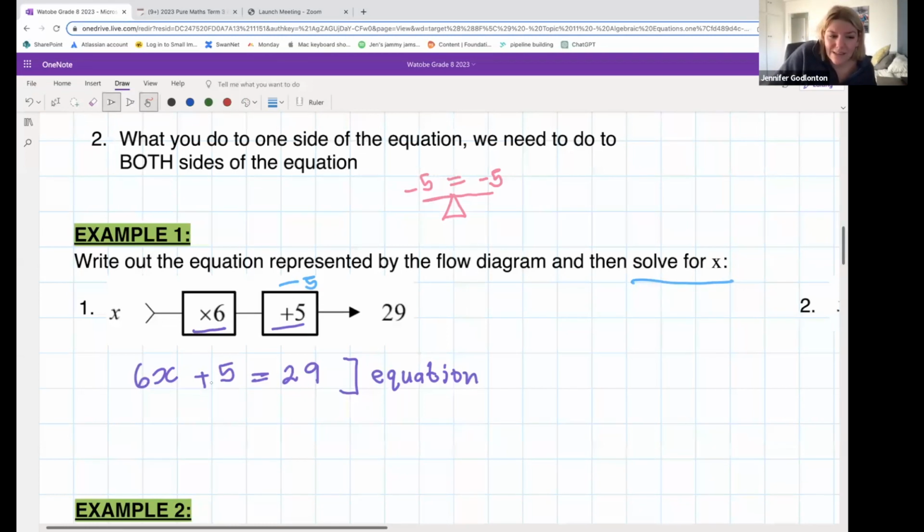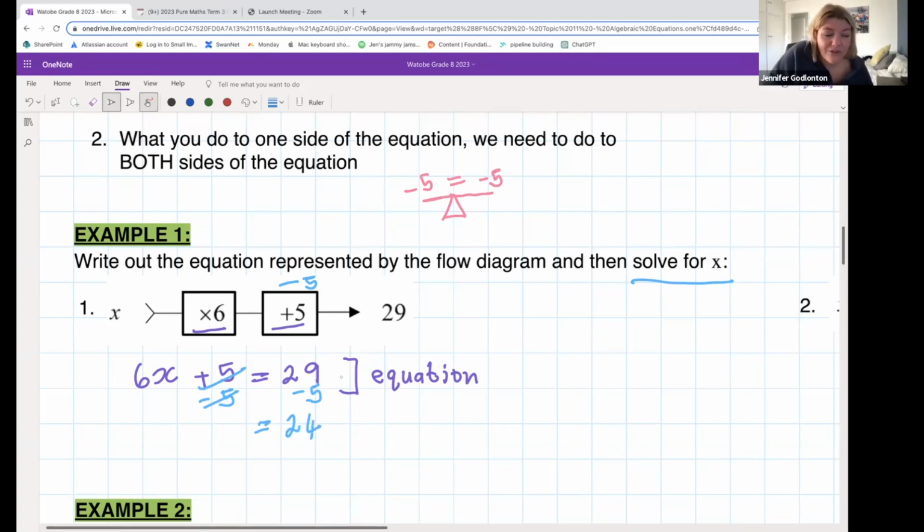So we first minus 5. Now remember this idea that we said what you do to one side, you do to the other. When we minus 5, we're minusing 5 from both sides. And that 5 goes away because 5 minus 5 is nothing. And then on the right-hand side, 29 minus 5 is going to give us 24.